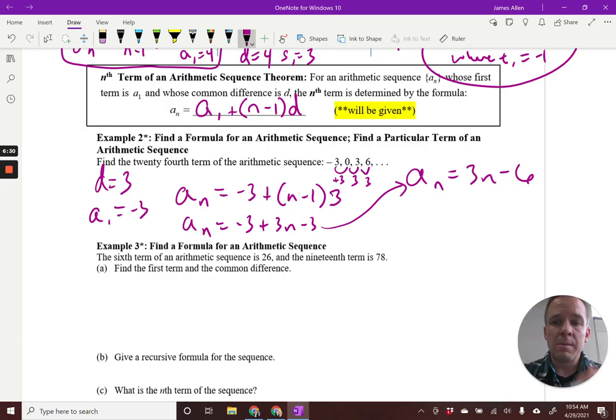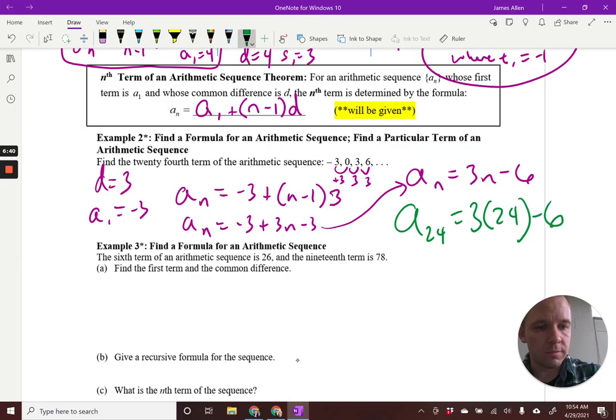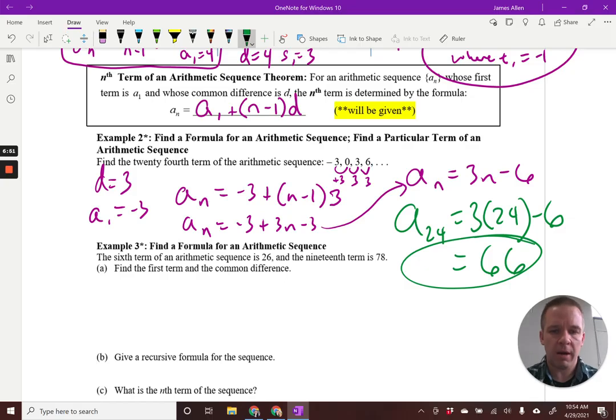seeing it right away. But now it says, what's the 24th term? Let me change colors here. So we want a sub 24. So I'll just go ahead and plug 24 in and evaluate, right? And I'll end up getting 66. Yeah, because that's going to be 72 minus 6 is 66. Boom, done, awesome. All right, not too bad so far, right? It's good stuff. Let's move on.